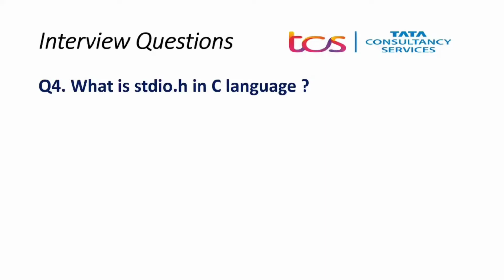In the fourth question, what is stdio.h in C language? So stdio.h is a header file. Here h means standard input output.